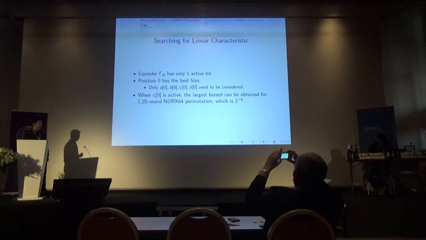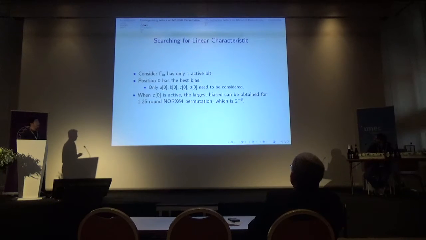So with this linear approximation, we can search for the linear characteristic. We consider the input linear mask to have one active bit, and we find that position 0 has the best bias. So this reduces the search space. What we find is a 1.25 round linear characteristic. When C0 is active, it has a very good bias, which is 2^-8.